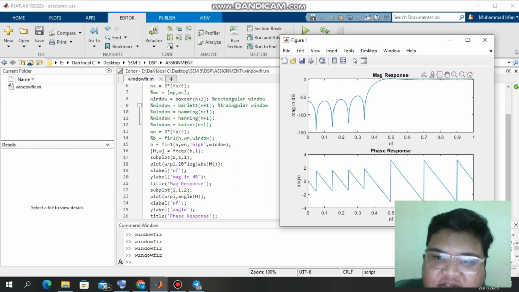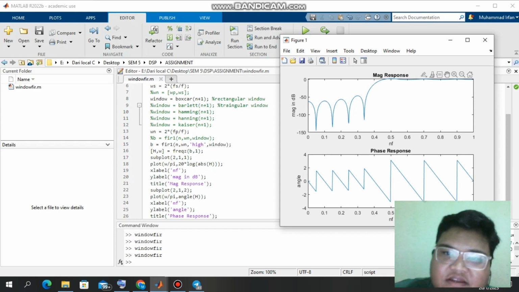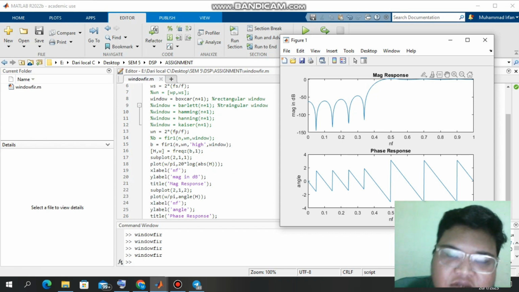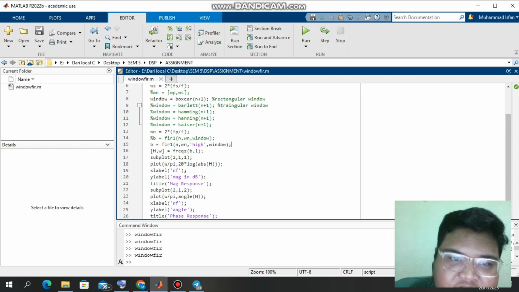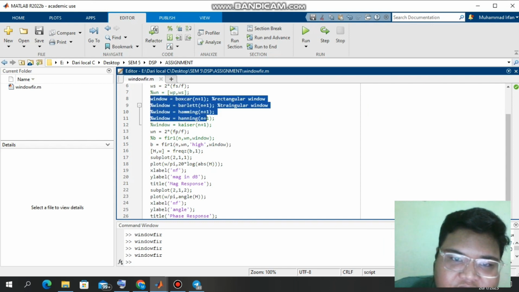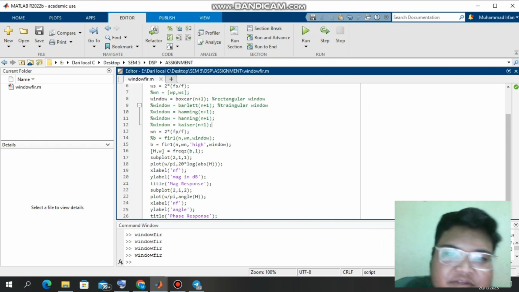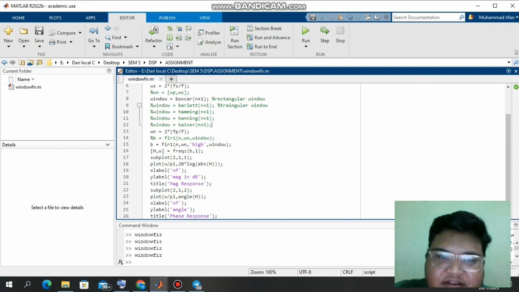As madam can see, it looks like a mirror. For low pass, the zero starts from the left. For the high pass, the zero starts from the right. So for the output of rectangular, triangular, Hamming, Hanning, and Kaiser, my friend will show for the next part. So that's all for my part.